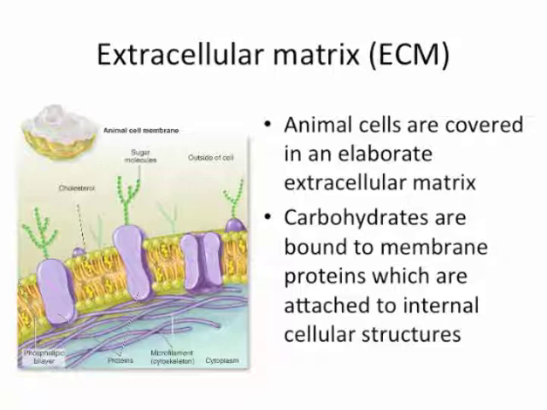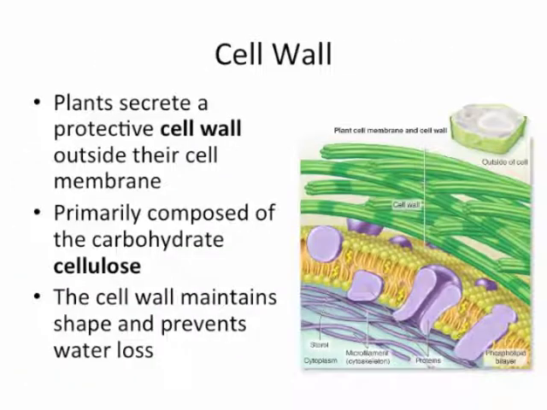Plant cells have a very distinctive feature on the outside of their cell membranes called the cell wall. So here's a plant cell membrane. They do have cell membranes as well. Outside of a plant cell membrane, they secrete carbohydrates in large quantities called cellulose. So they're going to secrete cellulose outside of their cell membrane to create a large protective structure called the cell wall. And the cell wall serves several purposes.